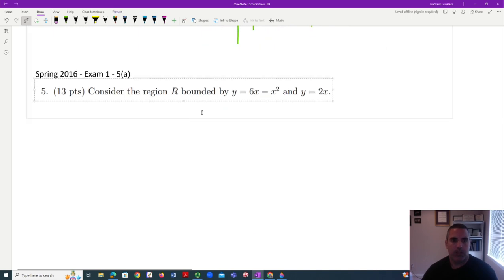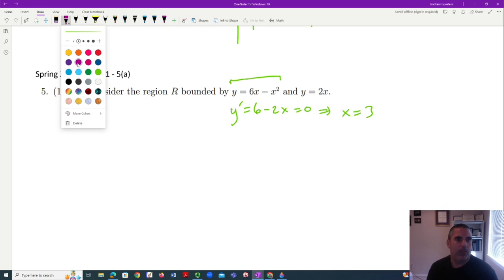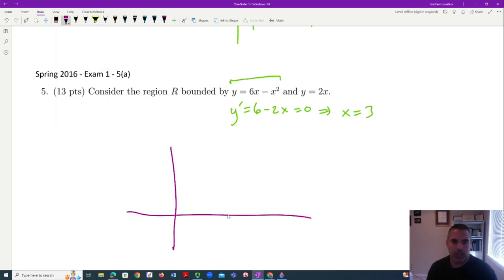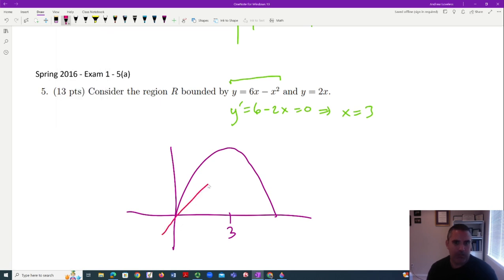Okay, this one mentions a parabola and a line. Again, if you don't know your vertex formula, that's fine. You'll just need to remember a little calculus. Take the derivative, set it equal to 0. That tells you where the bump is, which we call the vertex. Okay, so we have a parabola that has a vertex at 3. It's a sad parabola. When you plug in 0, you get 0. So it's this. So you can see on exams, I try not to push you too hard on graphs. I just do need you to be able to graph a little bit.